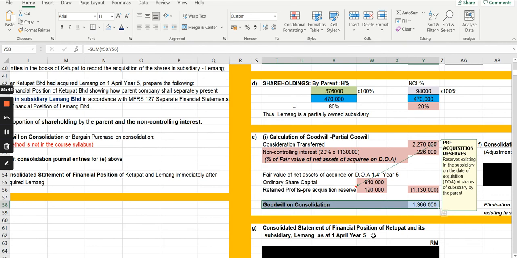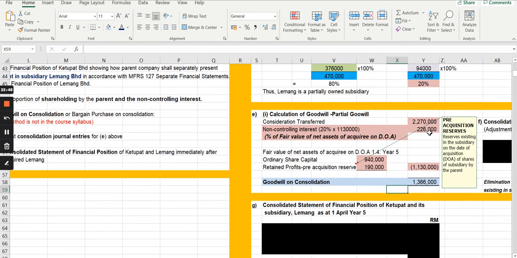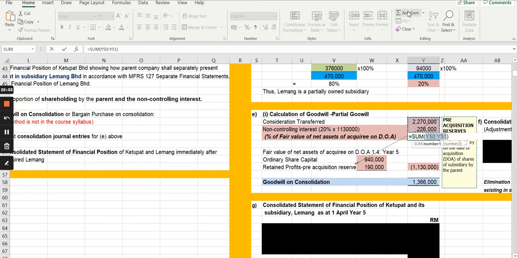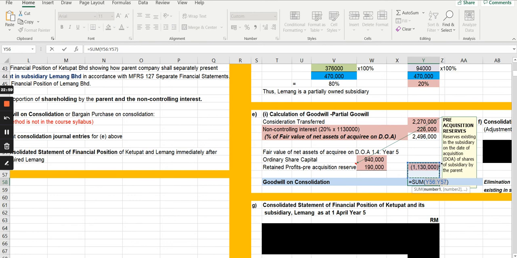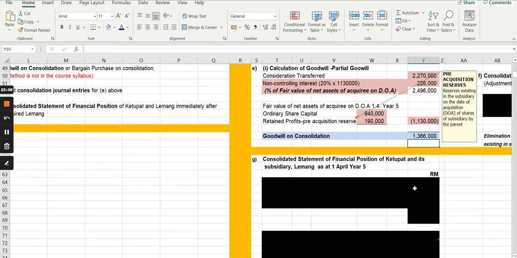With that you will get your goodwill, and your goodwill on consolidation would be the amount that I have highlighted there, 1366. By totaling up these two, this is the one that you get, 1366,000. So that was the goodwill on consolidation. At the moment, we are not going to include impairment tests yet. We will do that in our other videos.